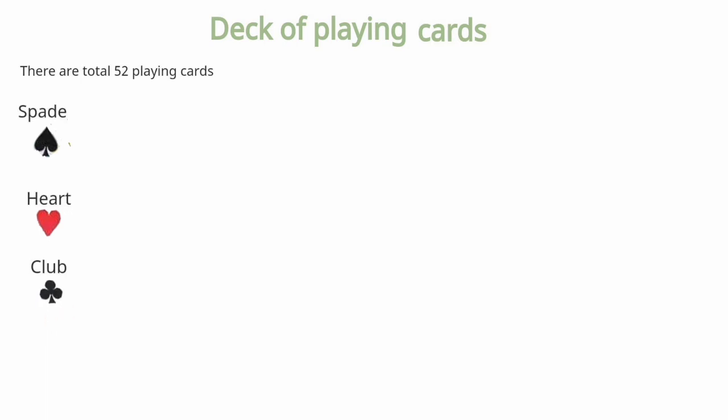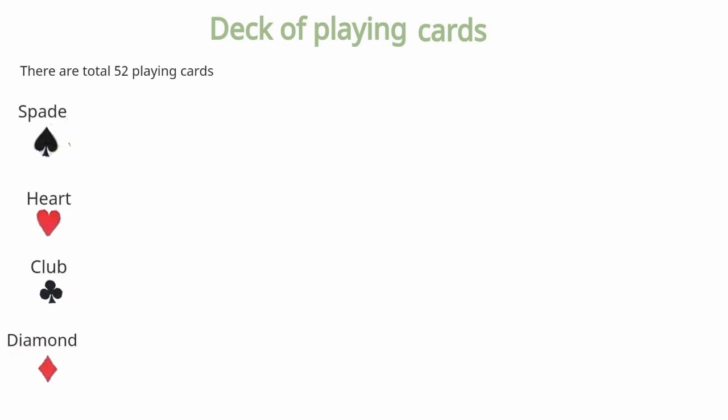Before going to the next question, let's discuss the deck of playing cards. In a deck of cards there are a total of 52 cards. Here it is categorized into 4. The first one is spade. The symbol is like this. Second one is heart. The symbol goes this way. And third one is clubs. It looks like this. And the final one is diamond. The symbol is this one. So here 4 names are there: spade, heart, clubs and diamonds.